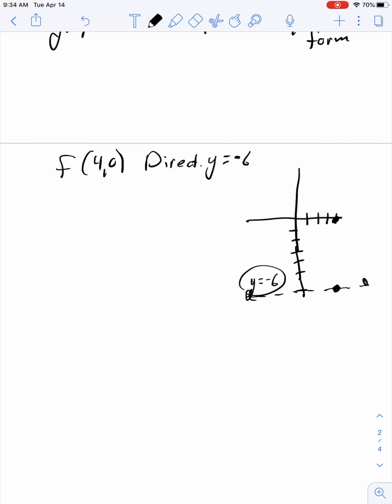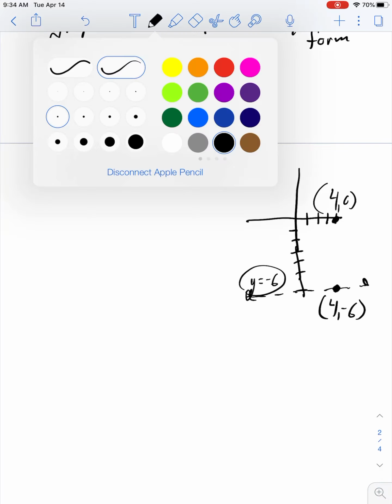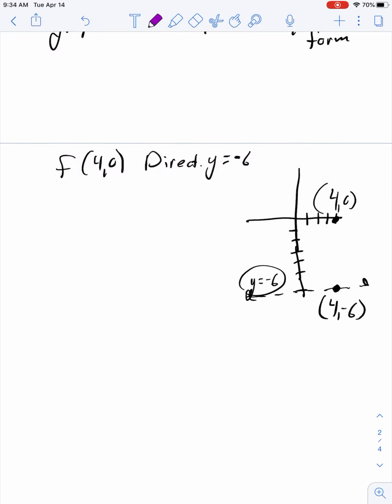So therefore, this point here, if this is 4, 0, then this would be 4, -6. So now remember, your focus, or excuse me, your vertex is right in the middle. So halfway between 0 and -6, that vertex would be 4, -3.